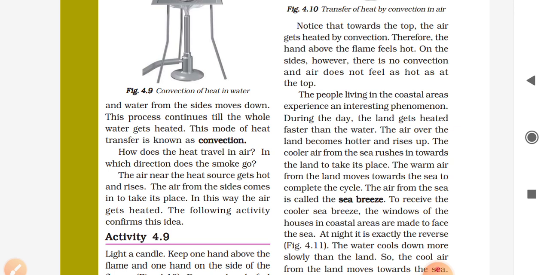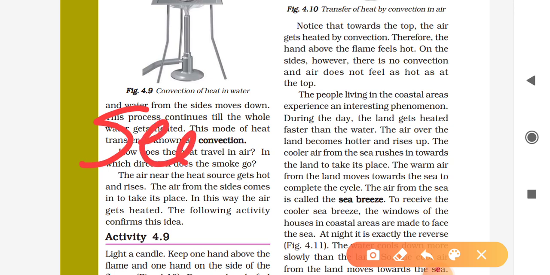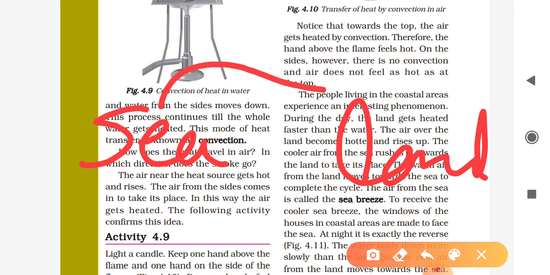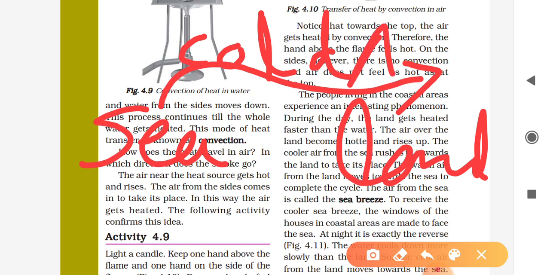The warm air from the land moves to the sea to complete the cycle. The air from the sea is called the sea breeze. In the daytime, जो सी पर से हवा आती है लैंड के ऊपर, that is called the sea breeze. Suppose this is the sea and suppose this is land, and here it comes the cold air. So this is called the sea breeze. Okay.